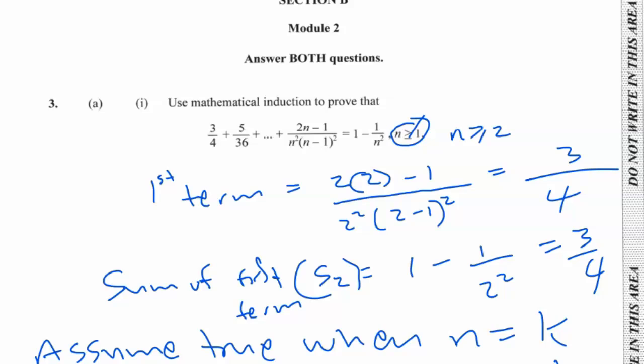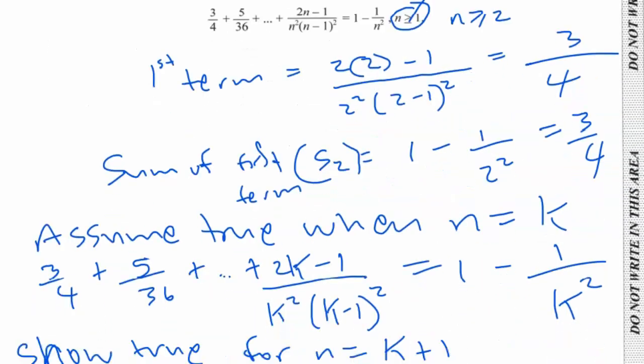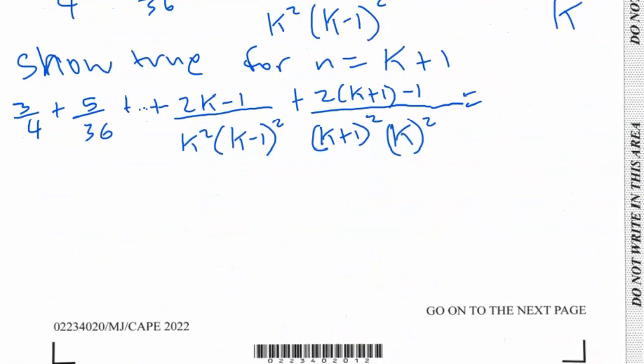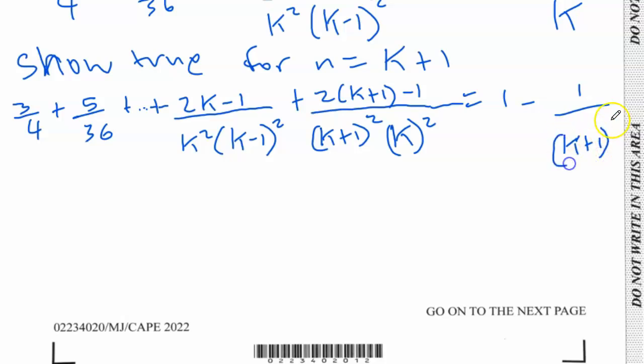So 1 minus 1 over n square becomes 1 minus 1 over (k plus 1) square. So it becomes 1 minus 1 over (k plus 1) all square. And this step 3 is what we're trying to prove. We don't know if the left hand side and right hand side are equal, so put a little question mark there. But that's what we're actually trying to prove. So, right, let's try to prove this now.